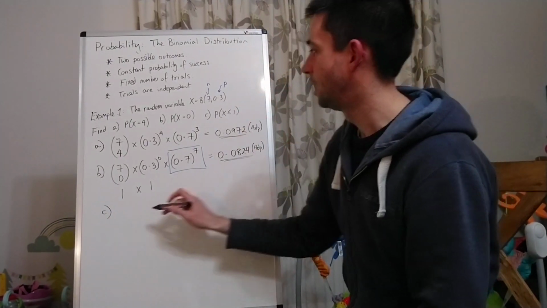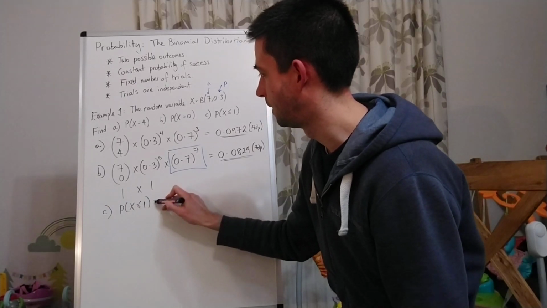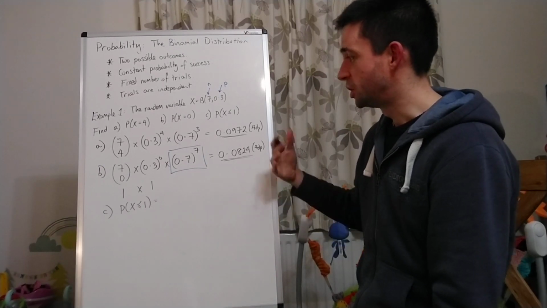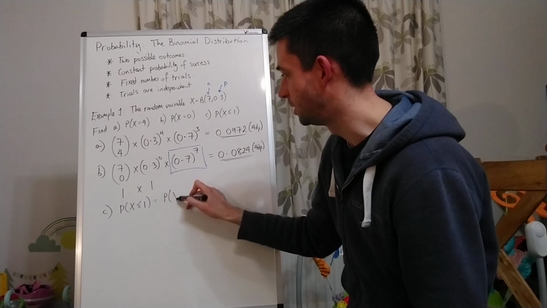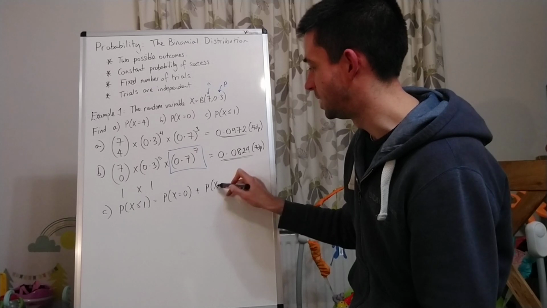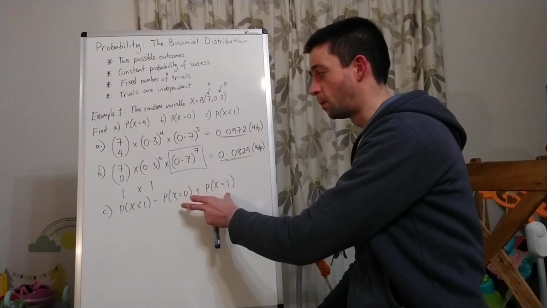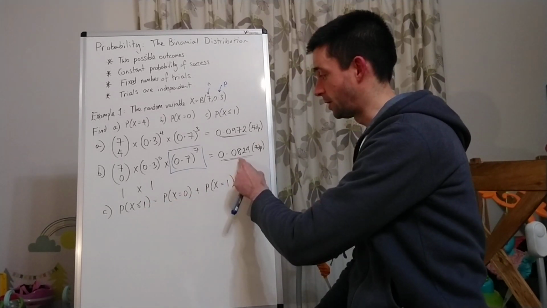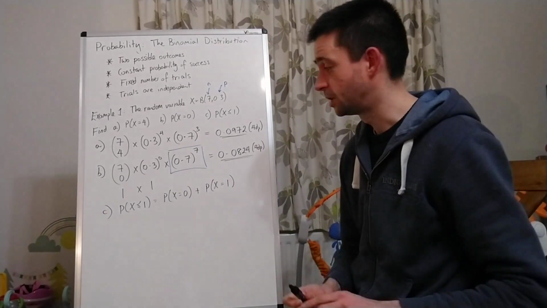Now with part C, the probability that x is less than or equal to 1, there is another way to do this on the calculators, but for now we're just considering what does that mean. Well, less than or equal to 1 means actually we want to know the probability of x equaling 0 and the probability of x equaling 1. So 0 or 1 successes would satisfy this condition. Now we have the probability that x equals 0 here, so I'm just going to store that answer in the calculator now so that I can use it later.